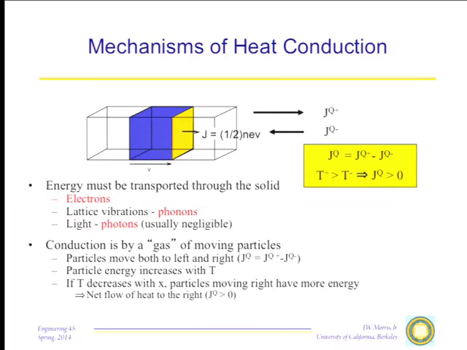So if we have a gradient in temperature, and we've just got a bunch of particles, imagine gas here, the particles on the left where the temperature is high are going to have more energy than the particles on the right where it's low. And as the particles on the left move to the right, they will carry that energy, and they will carry more energy than the particles on the right moving to the left.